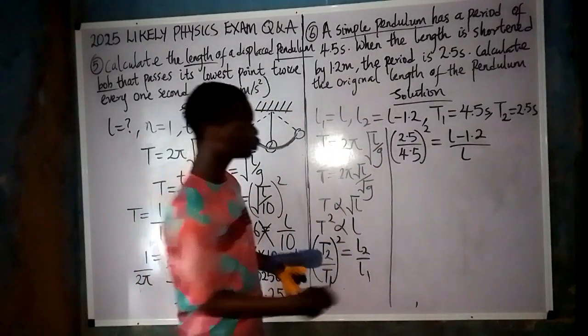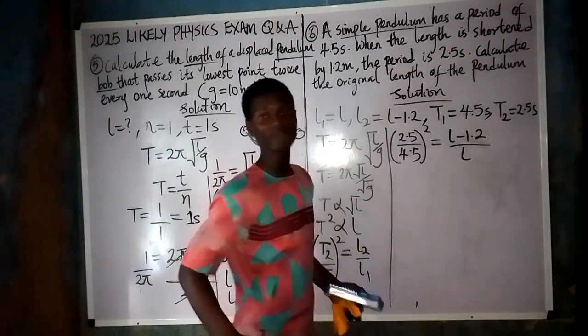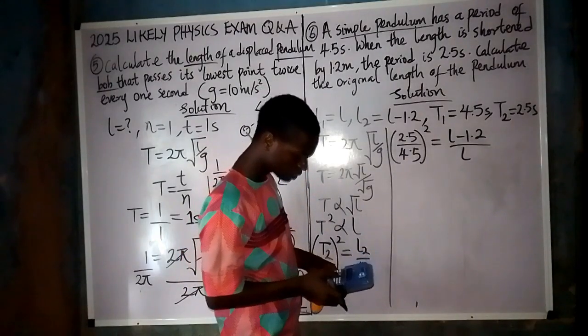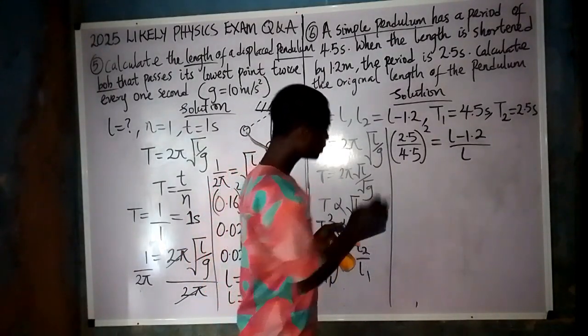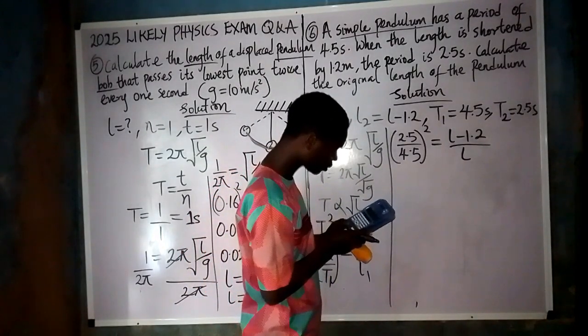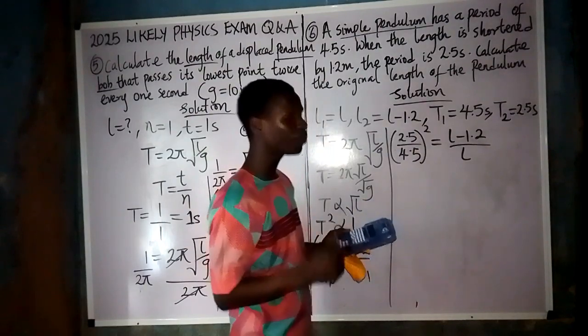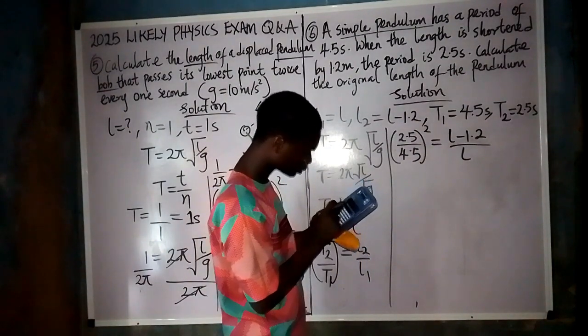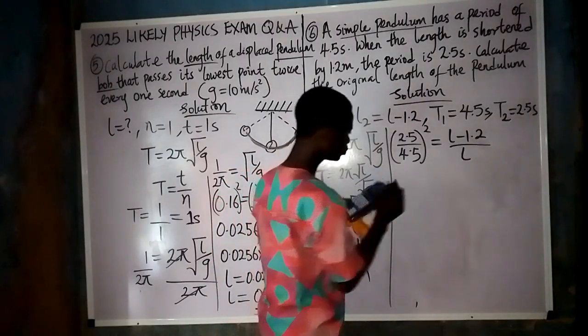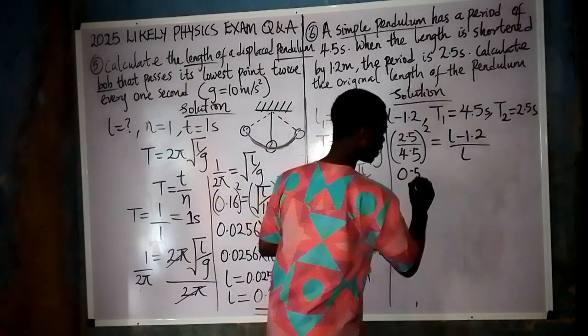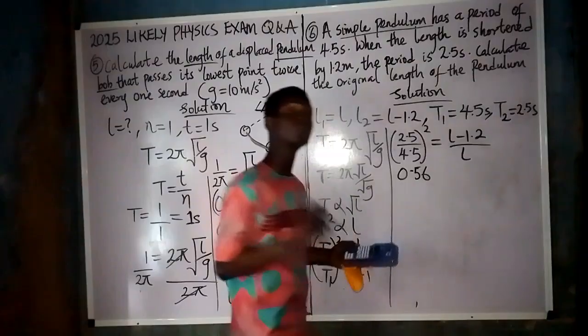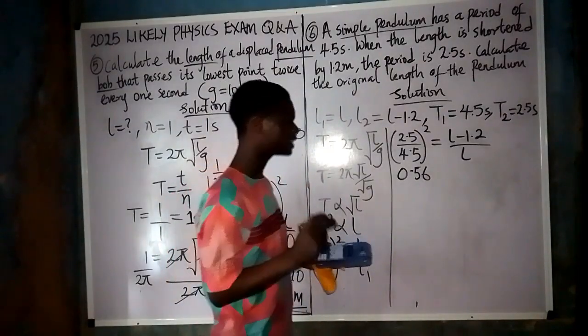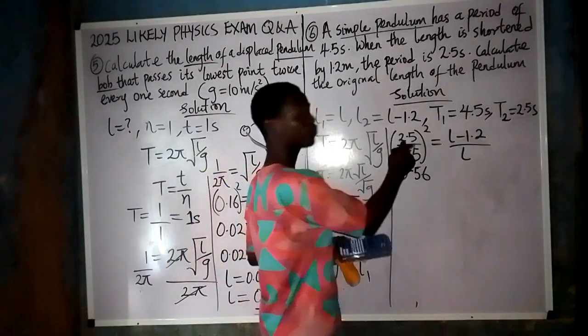Now the best thing to do is the division of what you have inside. What is the value of 2.5 divided by 4.5? We have 0.5555. Now let's square it. Okay, let me write it so you won't be confused. 0.56 if you approximate to 2 dp, 2 decimal places. Now that's what we got for the inside.